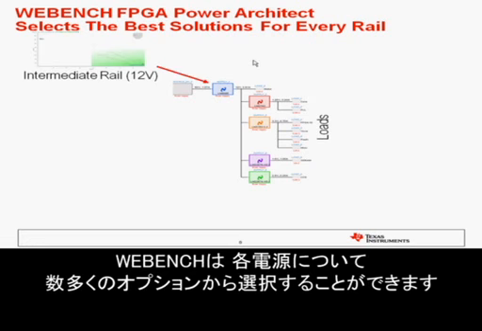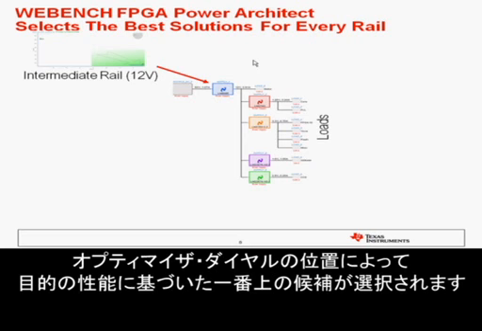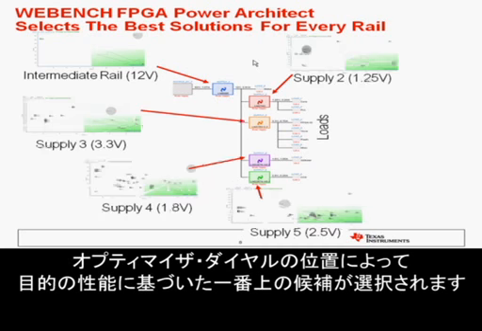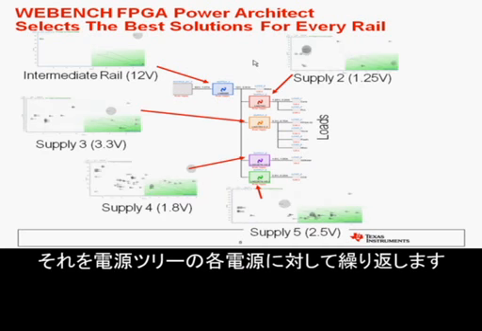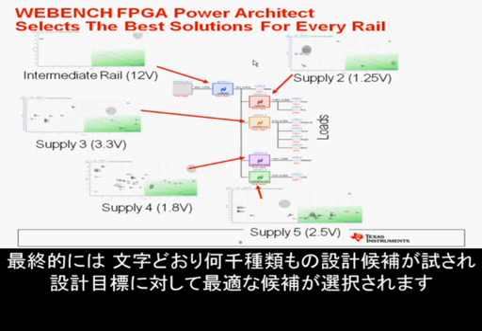Now for each one of these power supplies, WebBench can select among dozens of different options, and depending on where you set your optimization knob to, it's going to pick the topmost candidate based on your desired performance. And then it also does that for each supply in the power tree. And so this ends up running literally thousands or multiple thousands of different design candidates trying to pick the best one for your design goals.